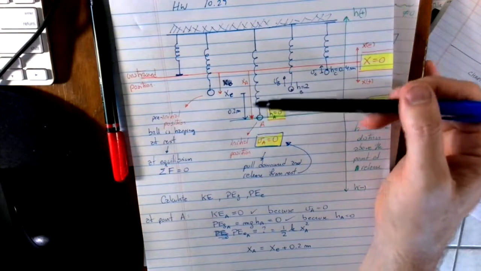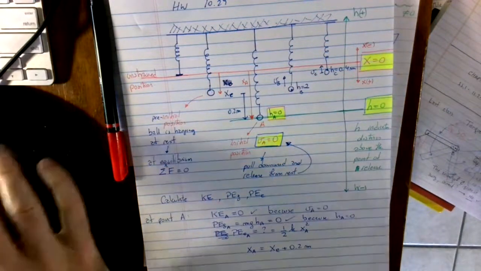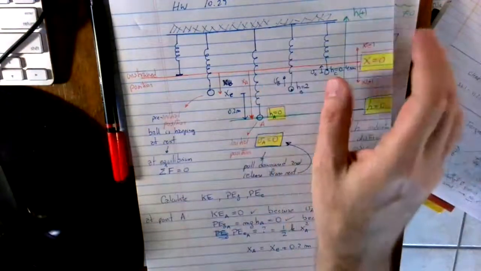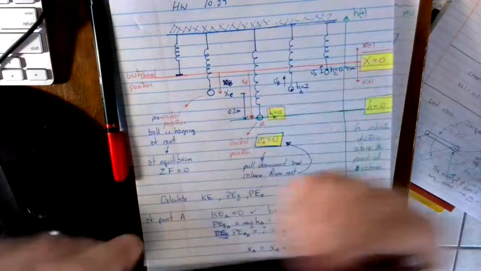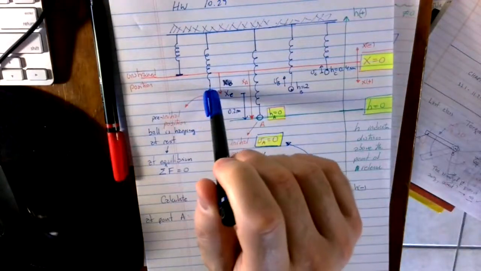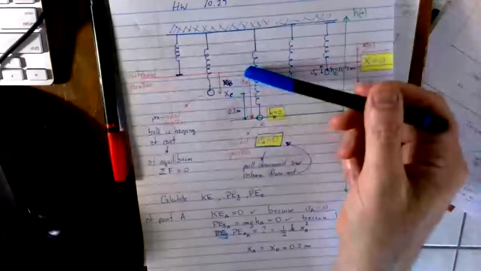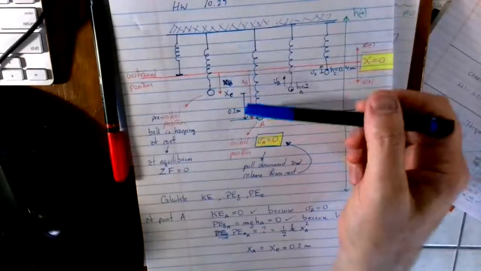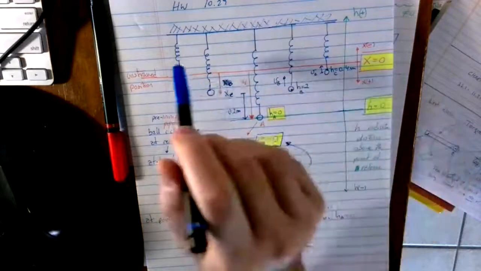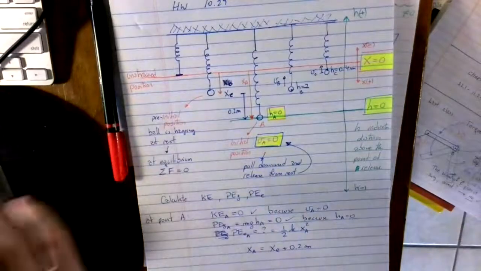Why is XA not 0.2 meters? I cannot actually ask you questions in the polling, because polling is just yes or no, or multiple choice. But let me give you the answer. XA is not measured from the equilibrium. It is measured from the point where there is nothing attached to the spring. The spring is just hanging there.